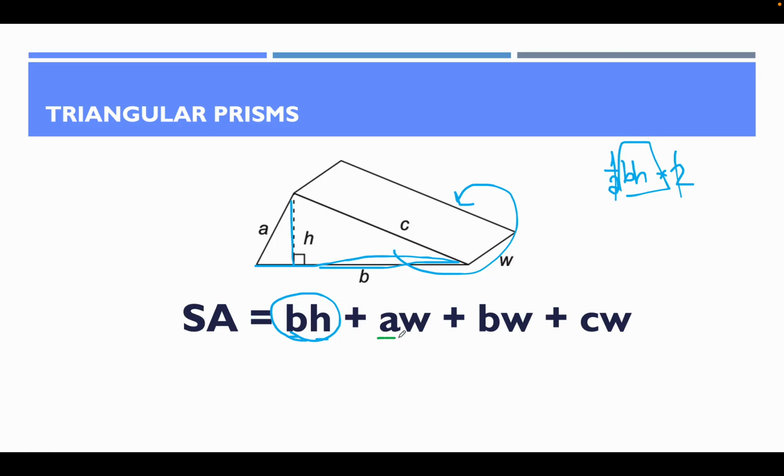Then we have A times W. A is this measurement here, W is this measurement here, and that's going to give you the area of this rectangle that's on that left slanted side of the triangular prism. In this case, A is a different measurement than H, but sometimes they are the same depending on if it's a right triangle or not. And we'll take a look at an example like that in a minute. B times W is going to give you the bottom. So B times W, that's going to give us that bottom rectangle. And then lastly, we have C times W, which is going to give us this slanted rectangle.